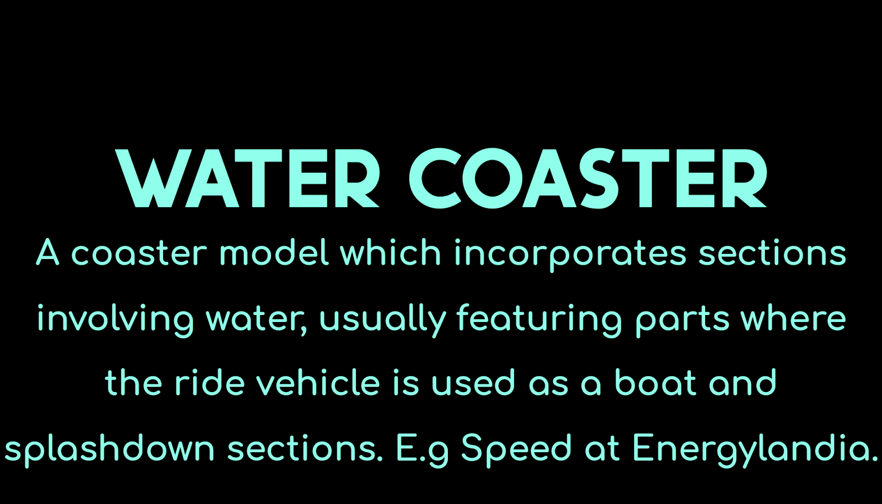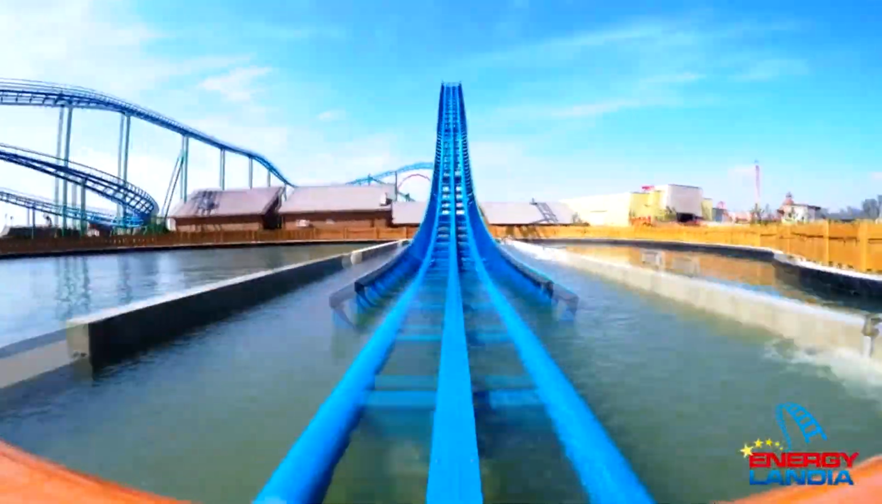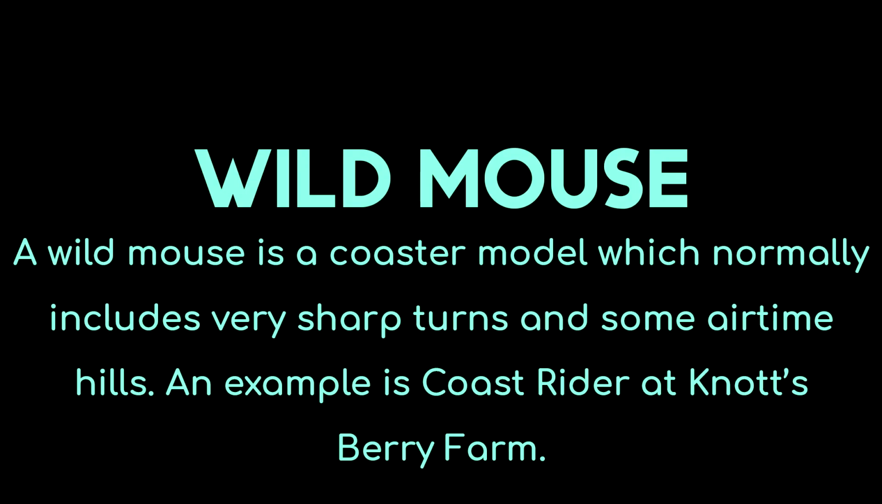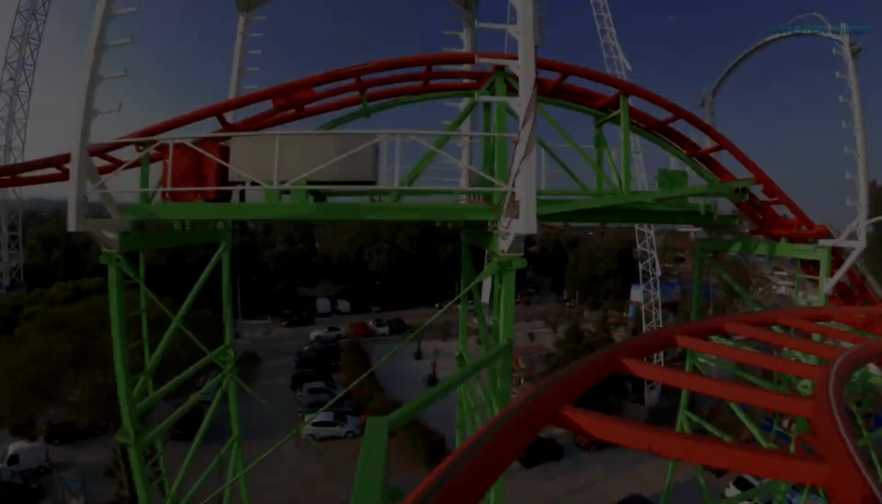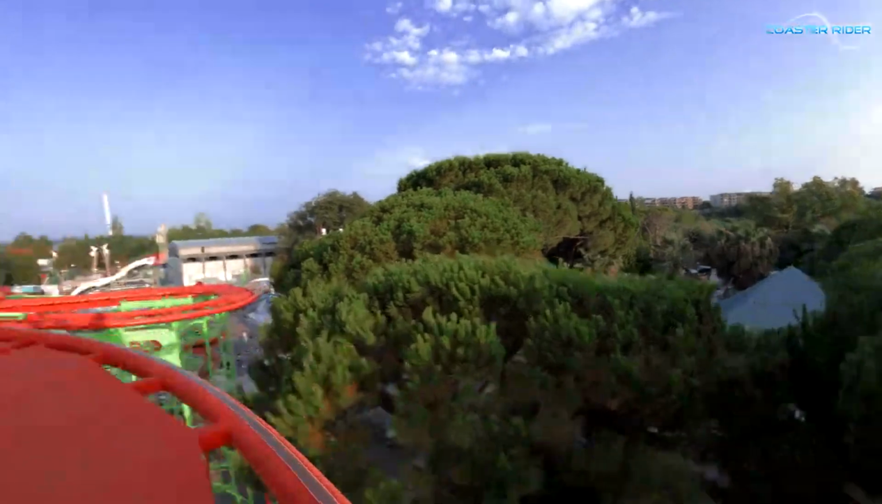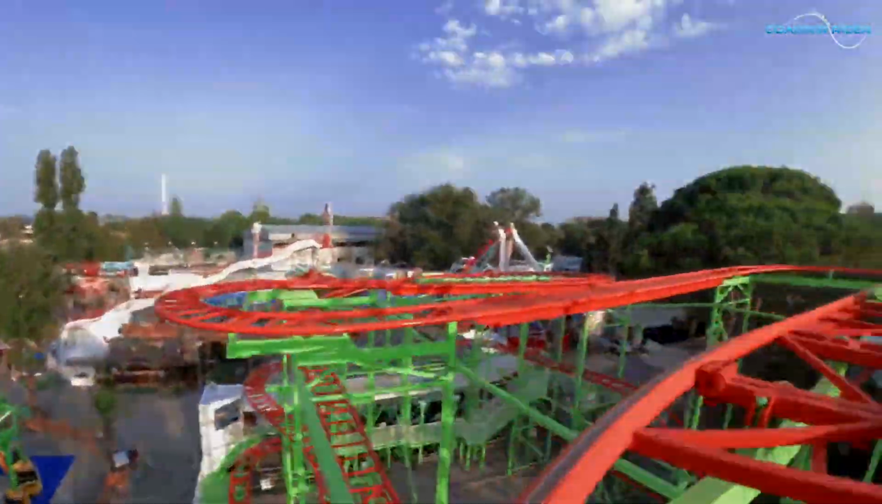Water coaster, a coaster model which incorporates sections involving water, usually featuring parts where the ride vehicle is used as a boat and splashdown sections. An example would be Speed at Energylandia. Wild Mouse. A Wild Mouse is a coaster model which usually includes very sharp turns and some airtime hills. It is a very common model, with an example being Coasterrider at Knott's Berry Farm. The trains are usually single cars with limited capacity.